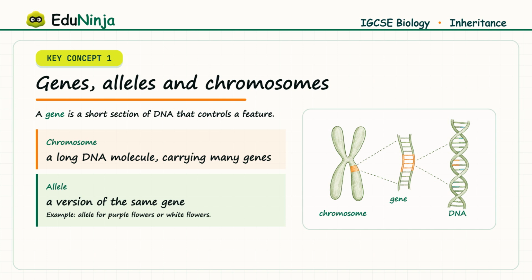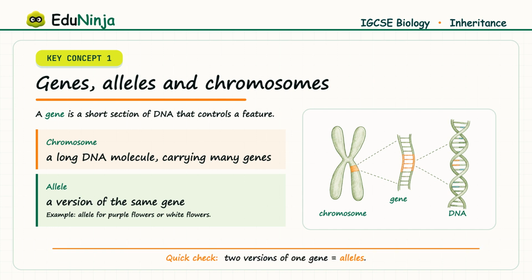In a body cell, chromosomes occur in pairs. One chromosome in a pair comes from each parent. The two chromosomes have genes for the same characteristics in the same positions, even though the alleles may be different.